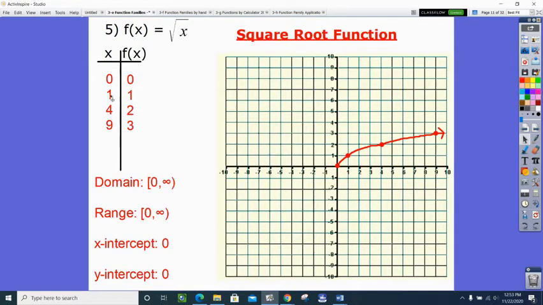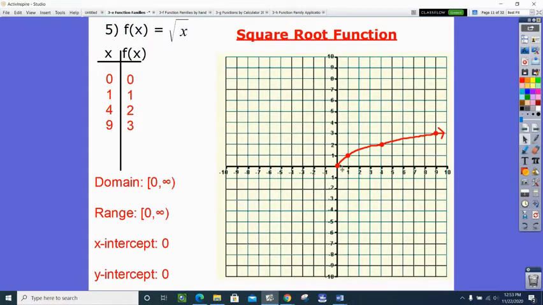So the square root of 0 is 0, square root of 1 is 1, square root of 4 is 2, and the square root of 9 is 3. And remember that a square root is asking you what number times itself. It's not a division. So 3 squared is 9, 2 squared is 4. A square root is the opposite of squaring. This is the square root function. This is the most basic of the square root function.